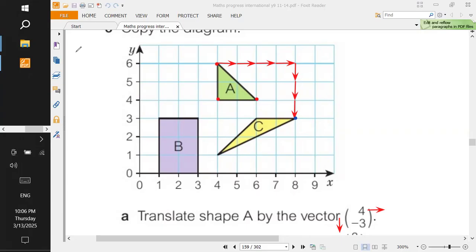Now let's continue with the second point here. Second point, which is this point. I'm gonna use the blue one so we don't get confused.